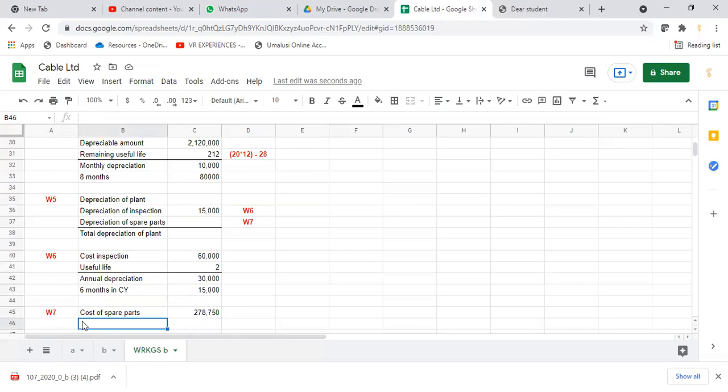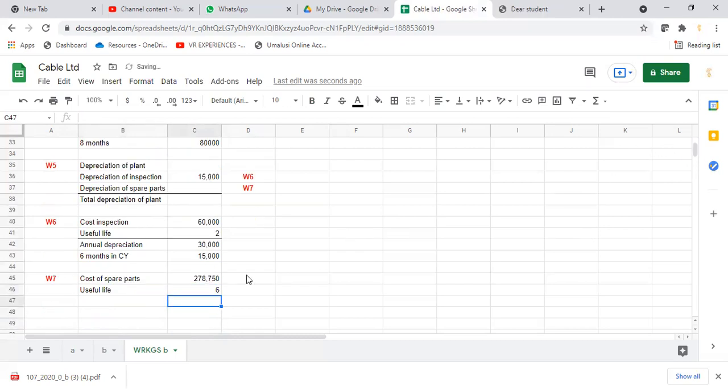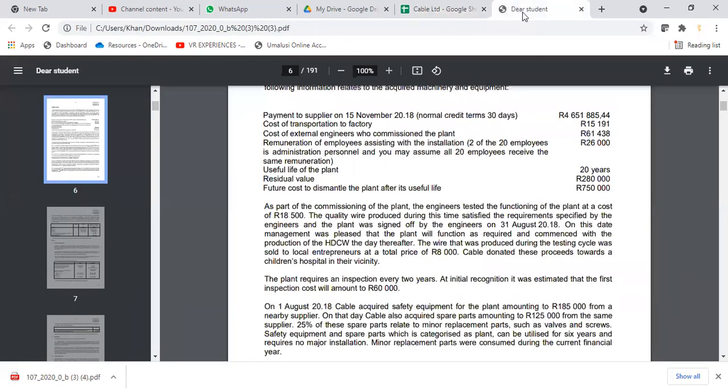So it's going to be useful life, which is 6 years. Okay, so let's just do that. Okay, but remember now, the annual depreciation will be 46,458. But remember the spare parts was acquired on 1 August.